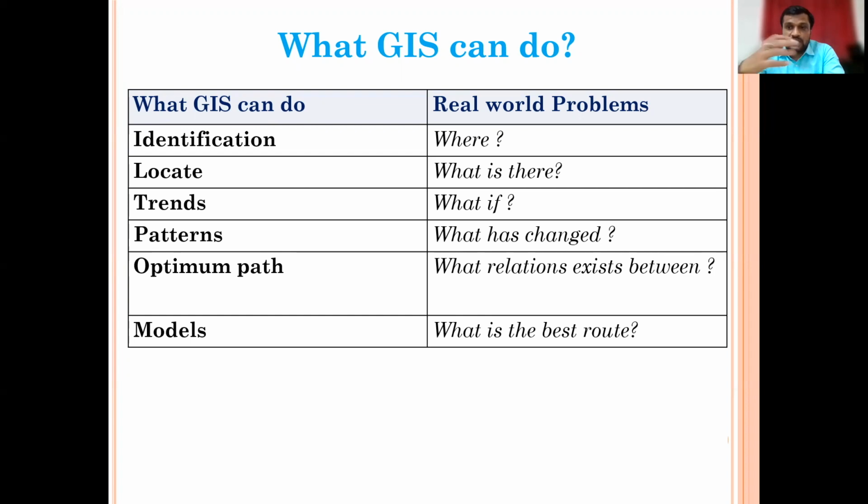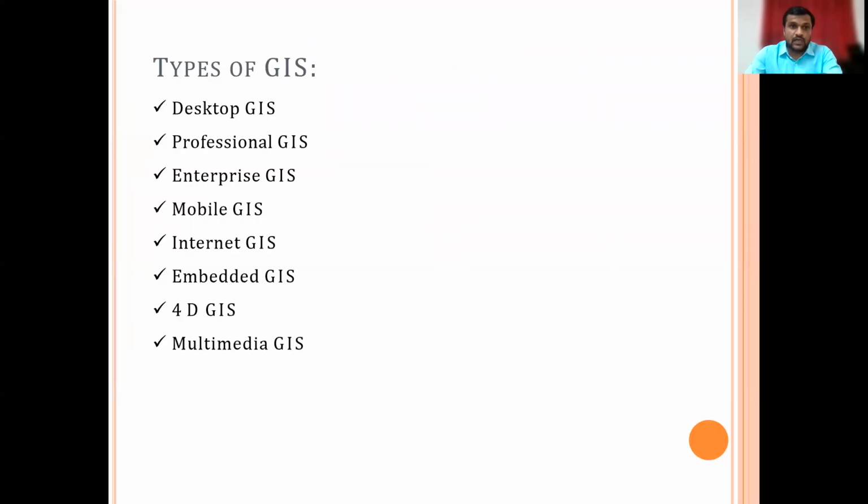So GIS has wider application. GIS has very much usefulness in solving any real world problem. Okay, so GIS may be of different types depending on the need, depending on the requirement. We may have different types of GIS. That includes desktop GIS, professional GIS, enterprise GIS, mobile GIS, internet GIS, embedded GIS, 4D GIS, and multimedia GIS. We may have the option of using different types of GIS for a particular application.